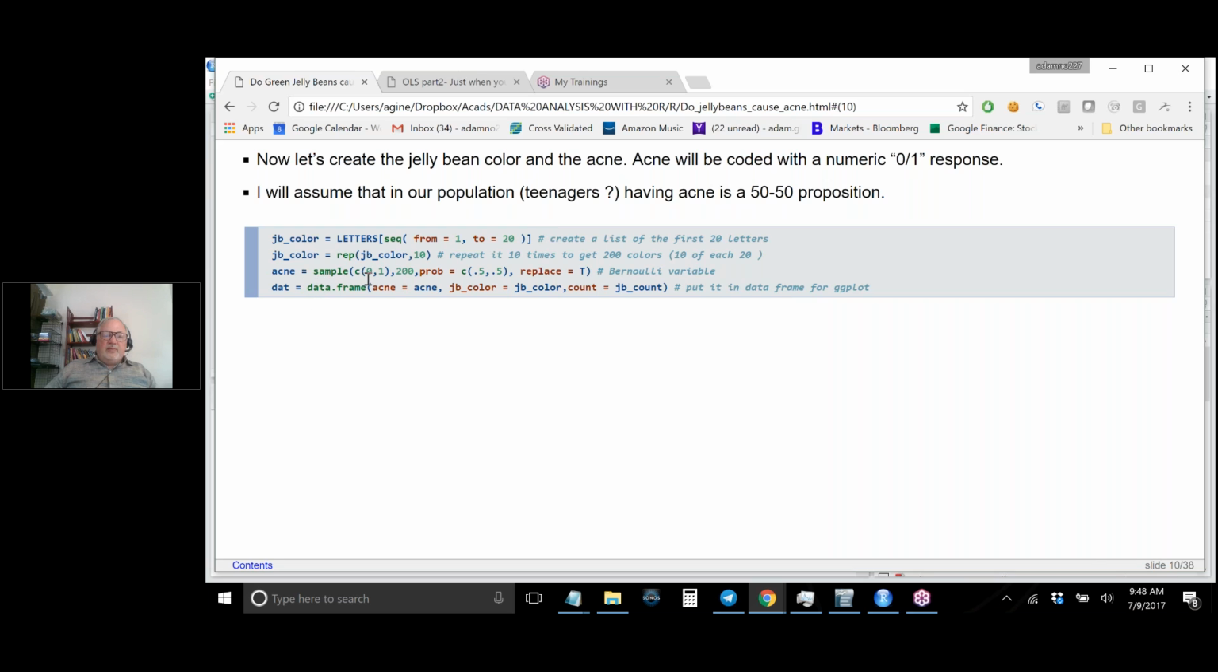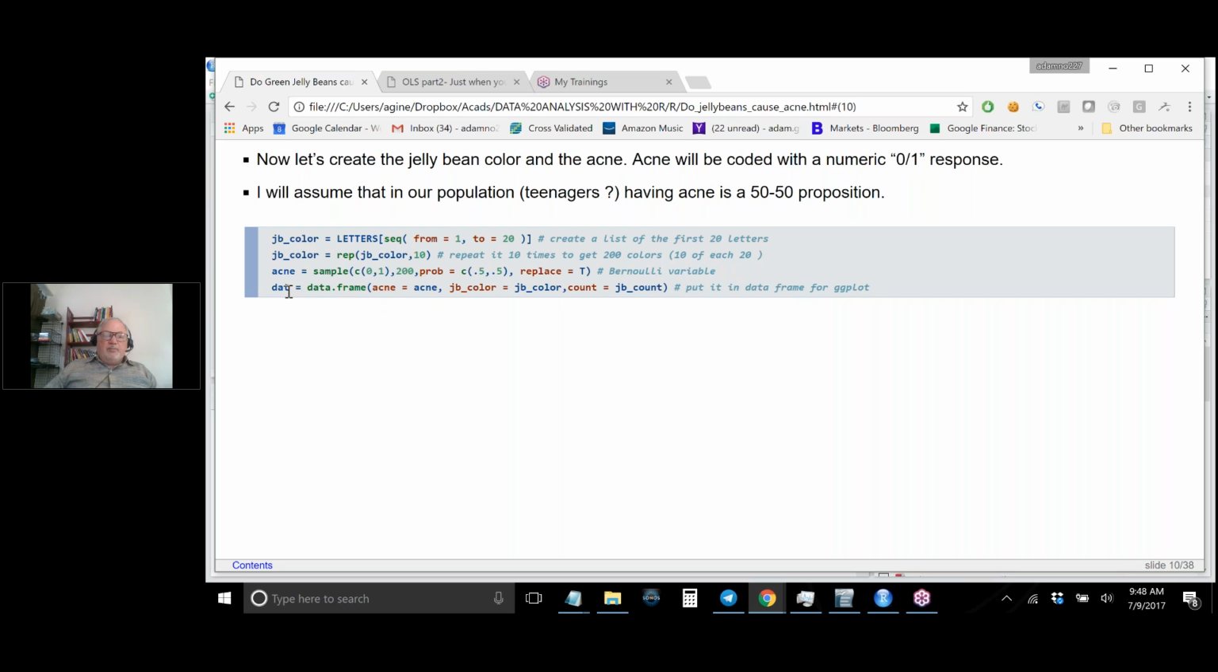So if I create sample from 0, 1, 200 times, probability 0.5, 0.5, that means I'm giving a 0.5 probability to 0 and 0.5 to 1. And of course notice you have to put replace equals true. By the way, the default is replace equals false. So if you don't put replace equals true, this is going to throw an error because it says I can't sample 200 times without replacement from only 2 things. So this is commonly known as a Bernoulli variable.